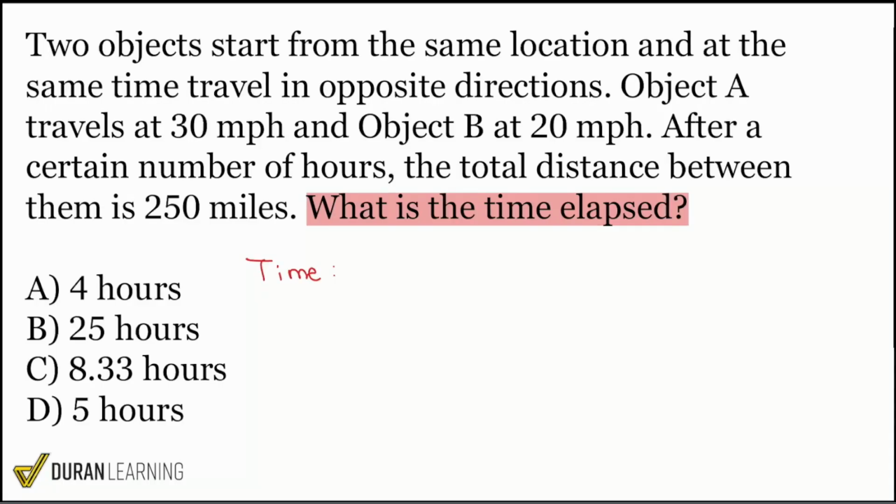All right. Now, step 2. Let's understand the information. Remember, it's not just about the numbers, it's about what the numbers mean. So here we go. 2 objects start from the same location and at the same time travel in opposite directions. Okay, again, 2 objects that start at the same place at the same time travel in opposite directions.